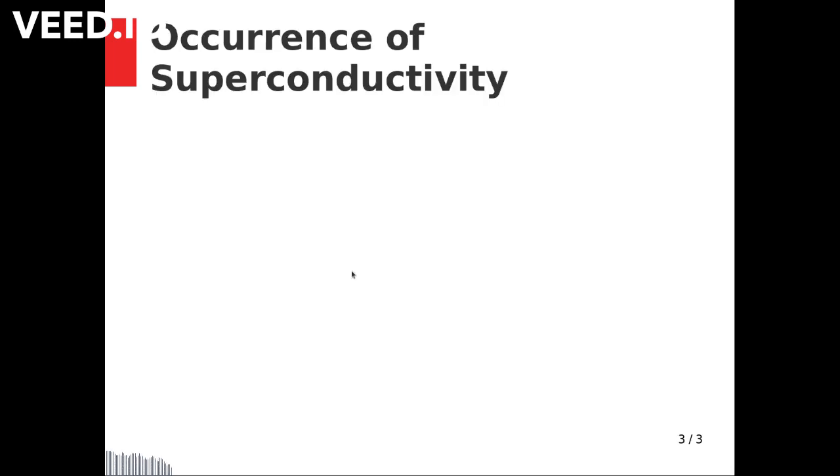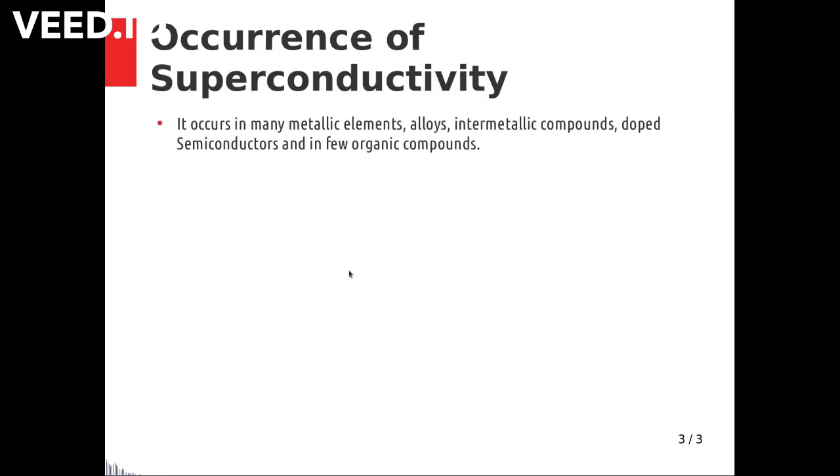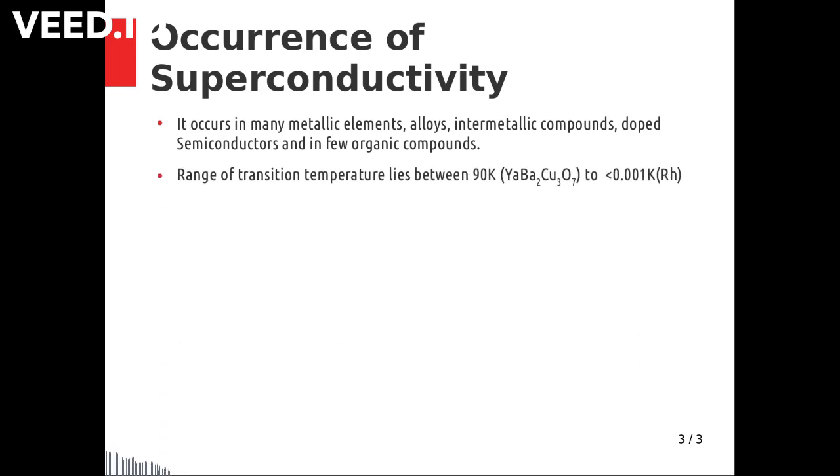So, occurrence of superconductivity. It occurs in many metallic elements, alloys, intermetallic compounds, doped semiconductors, and in few organic compounds. The range of transition temperature lies between 90 Kelvin to less than 0.01 Kelvin, 0.001 Kelvin.